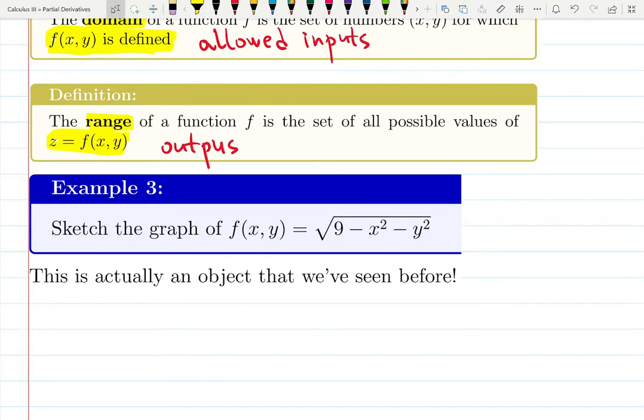So let's do it. What is happening with a function f of x comma y equals square root of 9 minus x squared minus y squared? Let's work on that. Yes. Oh, I didn't know the Oh. No, let's do it step by step right now. It will be more interesting for people.